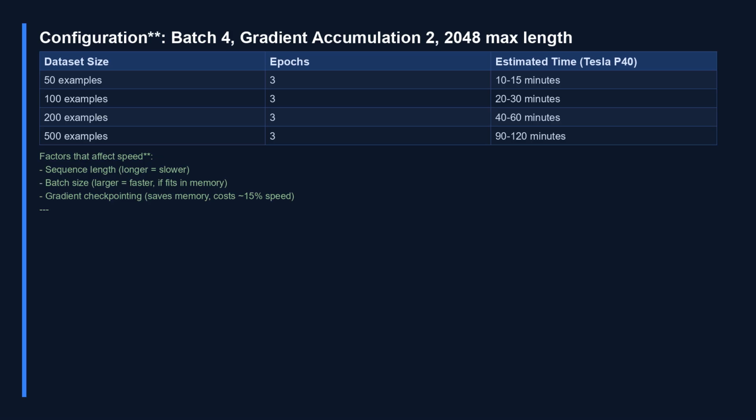3 variables push that time up or down significantly. Sequence length has the biggest impact. Doubling the length roughly doubles the compute. Larger batch sizes speed things up if the memory is available. Gradient checkpointing saves memory but costs about 15% in speed, which is usually a worthwhile trade on a 24 GB card.